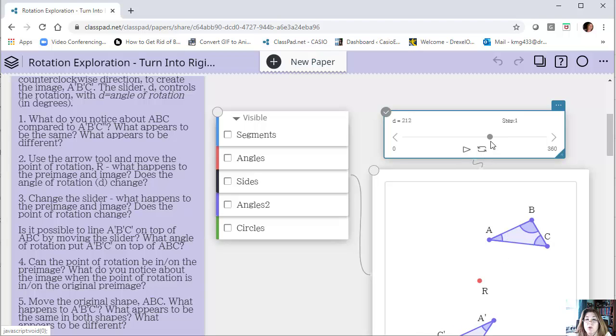Students are going to explore, what degree makes the rotation be on top of itself? So they can explore this manually. So look, now I have both of them on top of themselves. Is that the only place? So exploring what these angles of rotation do.